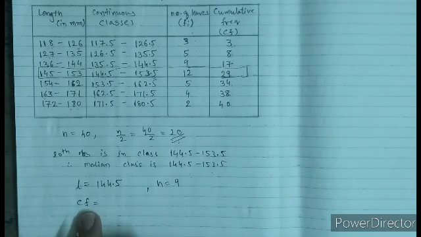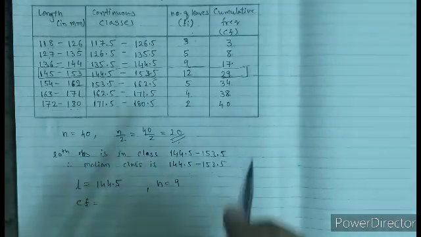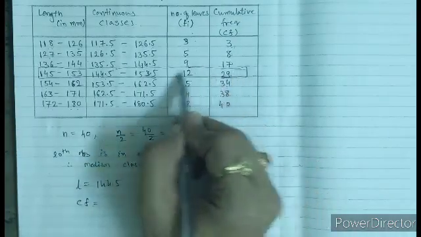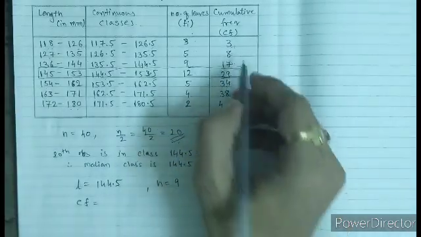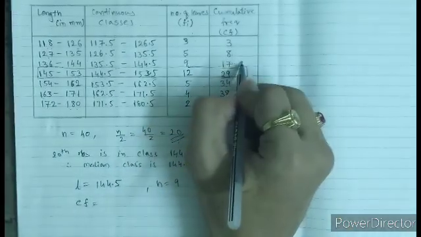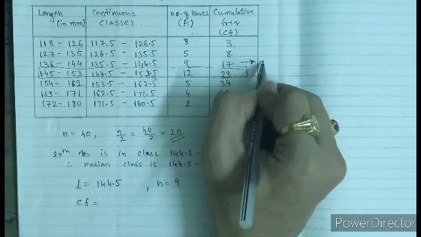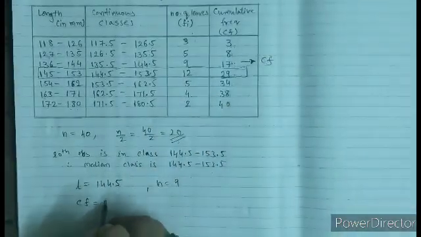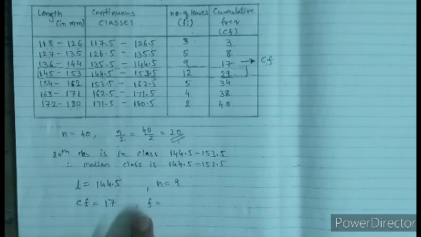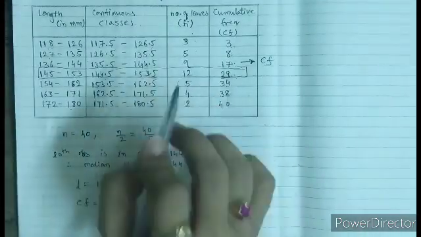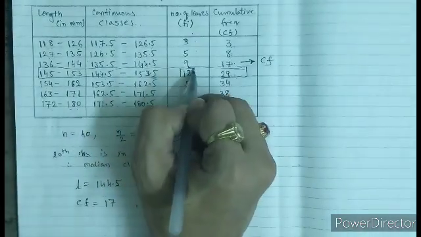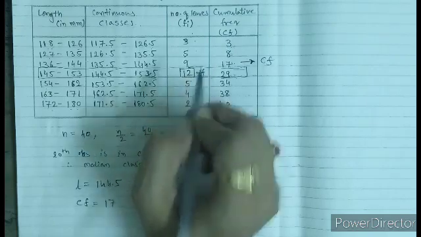The next term will be CF. We know that CF is the cumulative frequency of the class preceding the median class. Here this is the median class cumulative frequency. Its preceding cumulative frequency is 17. So here we will write this 17 is our CF. So CF equals 17. Then we have to get F. F is the frequency of the median class itself. Here the median class frequency, not cumulative frequency, but median class frequency is 12. So we will write F equals 12.